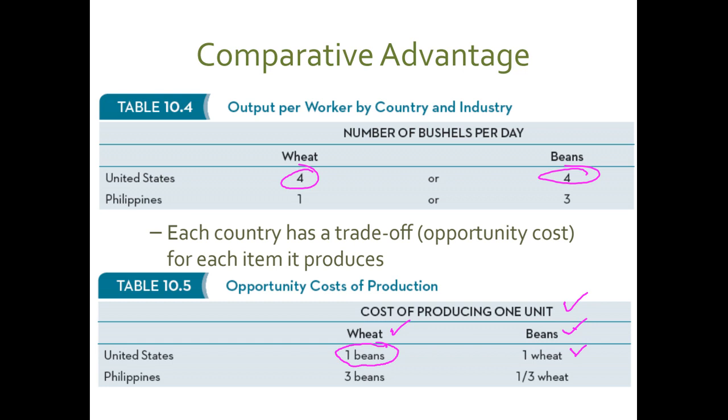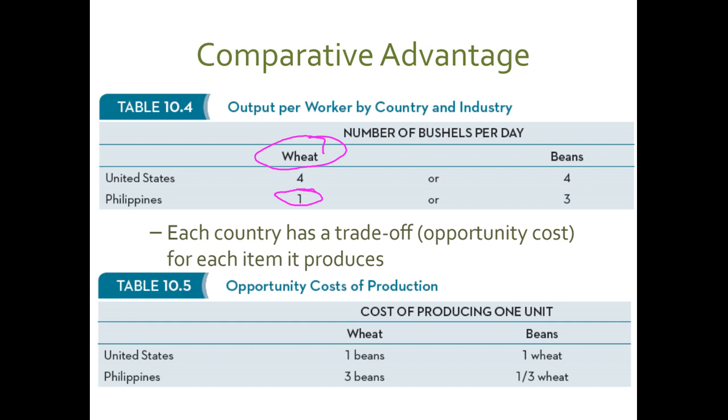Let me erase this and then I will show it for the Philippines. So if one worker produces wheat, I'm marking here, if one worker is employed in the production of wheat, that one worker will produce 1 bushel of wheat in the Philippines, because it is written one. One means the productivity of a worker is 1 bushel. So each worker will produce 1 bushel.